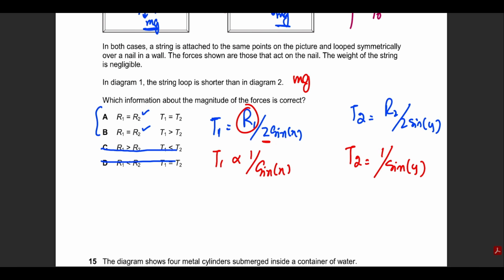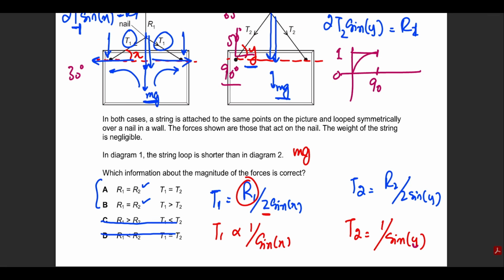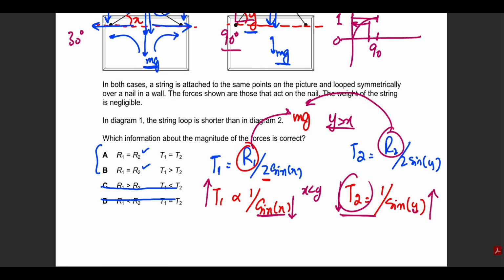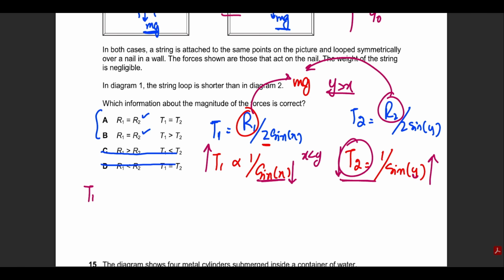Now, I understand that if angle y is greater, its sine value will also be greater. So since y is greater than x, this value will be higher, and this T2 will be smaller, because in the numerator they have the same value, mg. So that becomes the decider. Since the angle x is smaller than y, T1 will have a larger answer as compared to T2. So naturally, I come to the conclusion that T1 must always be greater than T2.